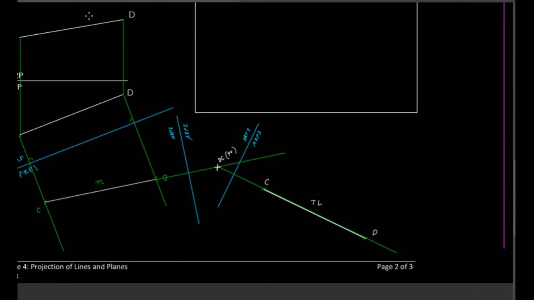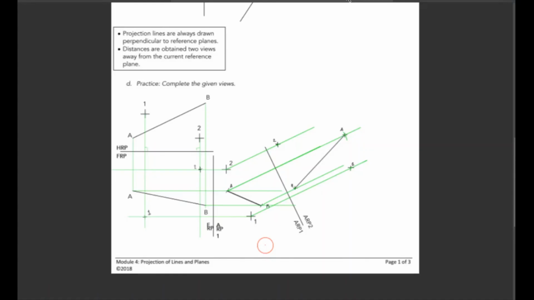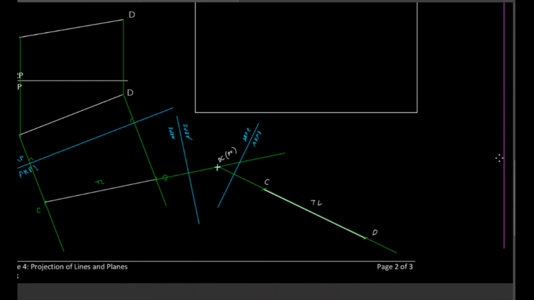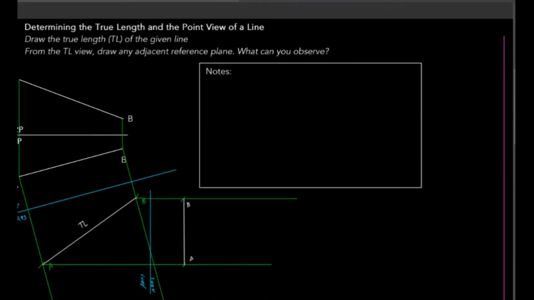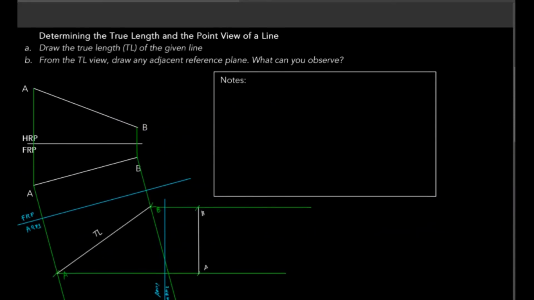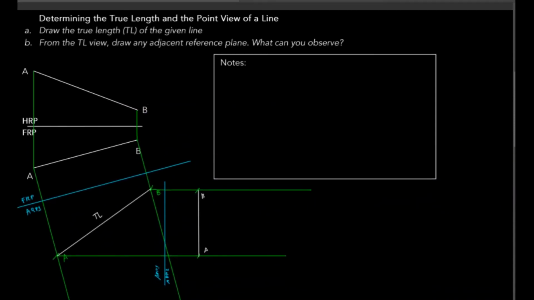Okay, so I think that's all for the true length and point views. Hopefully you've learned something from these two videos. Let me just look. Is there anything else that needs to be discussed? I think that's all for this video. So, I'll see you guys on Tuesday. Oh no, I'm sorry. Yes, on Tuesday, and we'll be discussing edge view and true size.